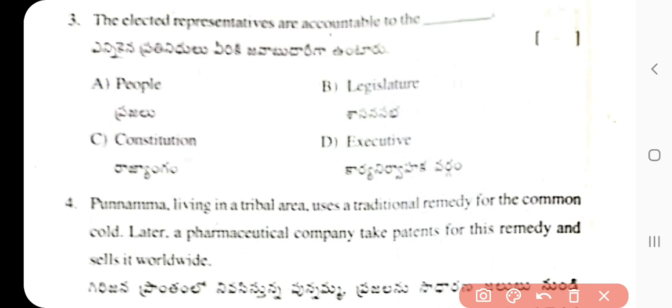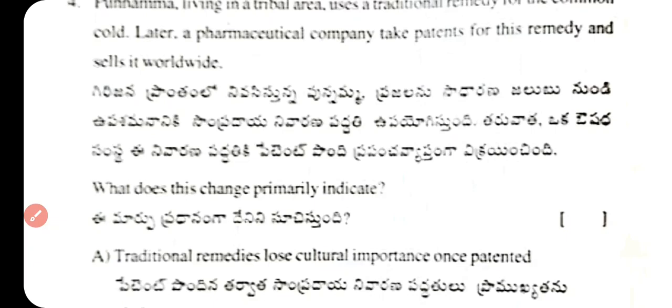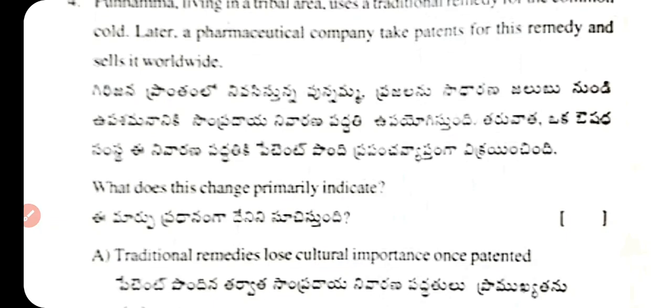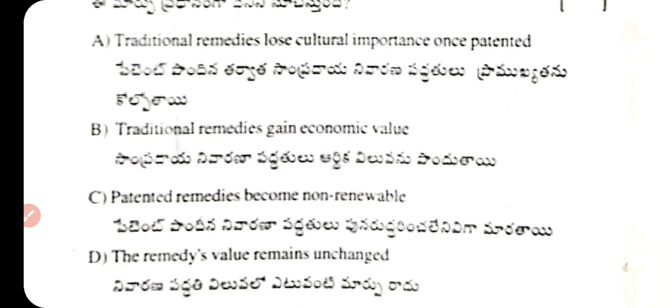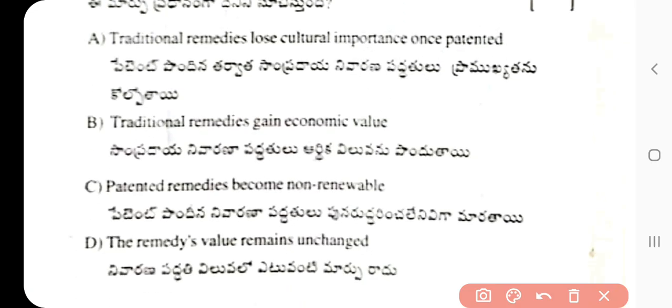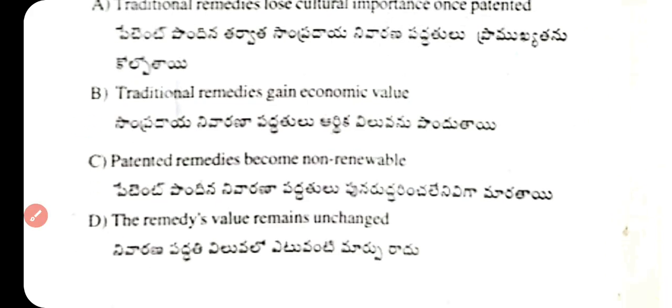Question number 4. What does the change primarily indicate regarding the patenting of a traditional remedy? What is the right answer? Option B is the right answer. Traditional remedies gain economic value is the correct answer of question number 4.